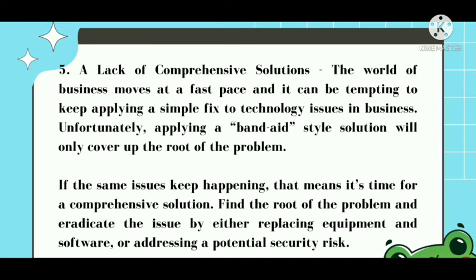And lastly, we have a lack of comprehensive solution. The world of business moves at a fast pace, and it can be tempting to keep applying a simple fix to technology issues in business. Unfortunately, applying a band-aid style solution will only cover up the root of the problem. So if the same issues keep happening, that means it's time for a comprehensive solution. Find the root of the problem and eradicate the issues by either replacing equipment and software or addressing a potential security risk.